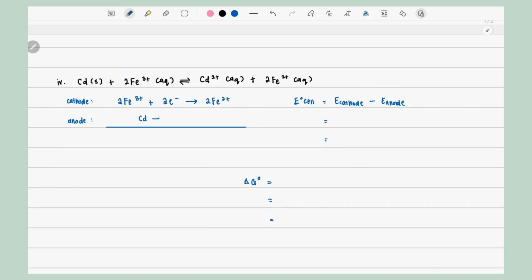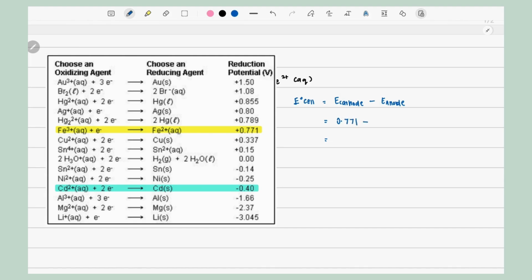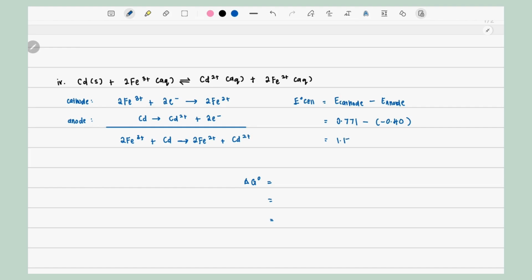For the last question, we also determine the half equation to determine the cathode and anode, and we also calculate the E naught cell by referring to the reduction potential table, and we will get 1.171 volt. And then we calculate the standard free energy. The total electrons is 2, and we multiply by the Faraday constant and by the E naught cell, and we will get negative 226.003 kilojoule per V mole, and then we will convert it into joule, which is negative 226.003 joule per V mole.